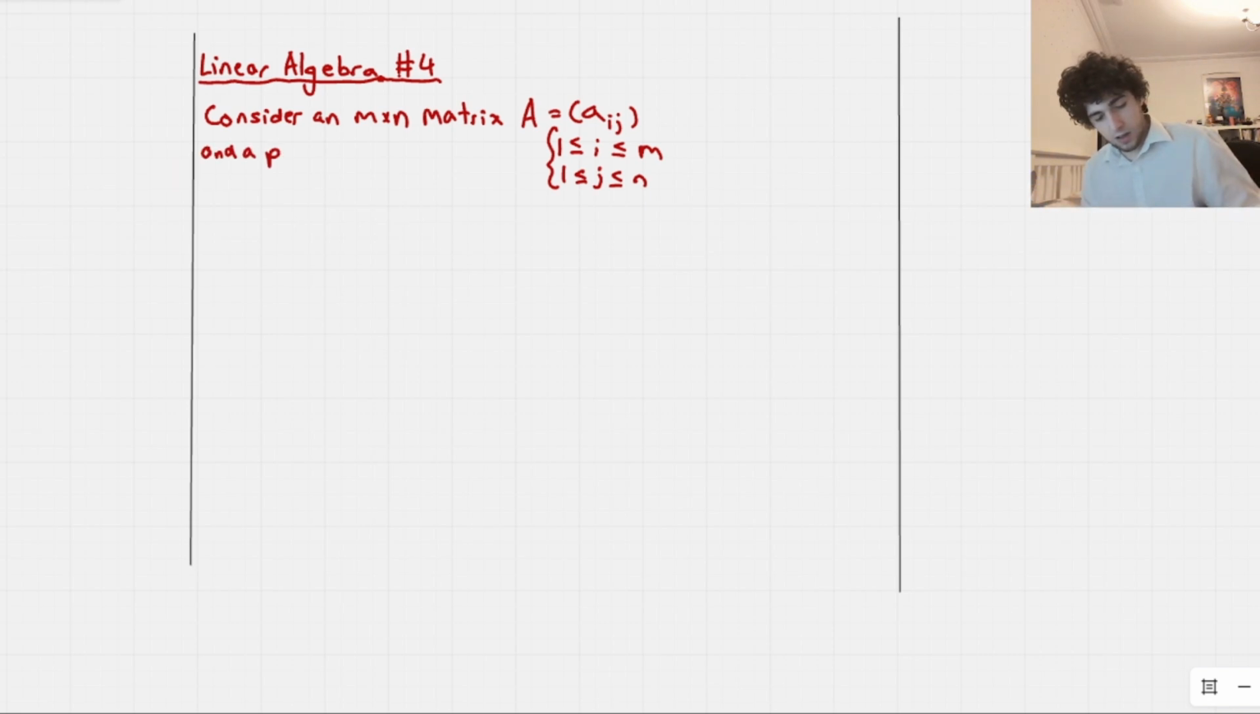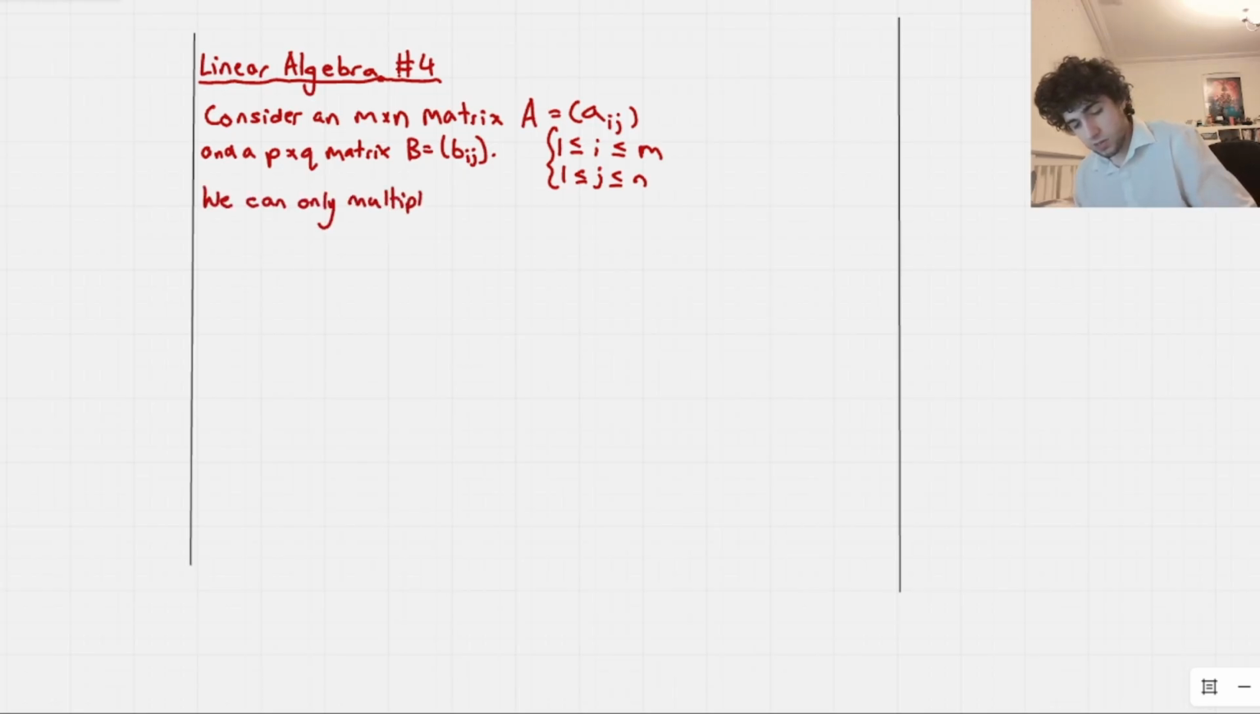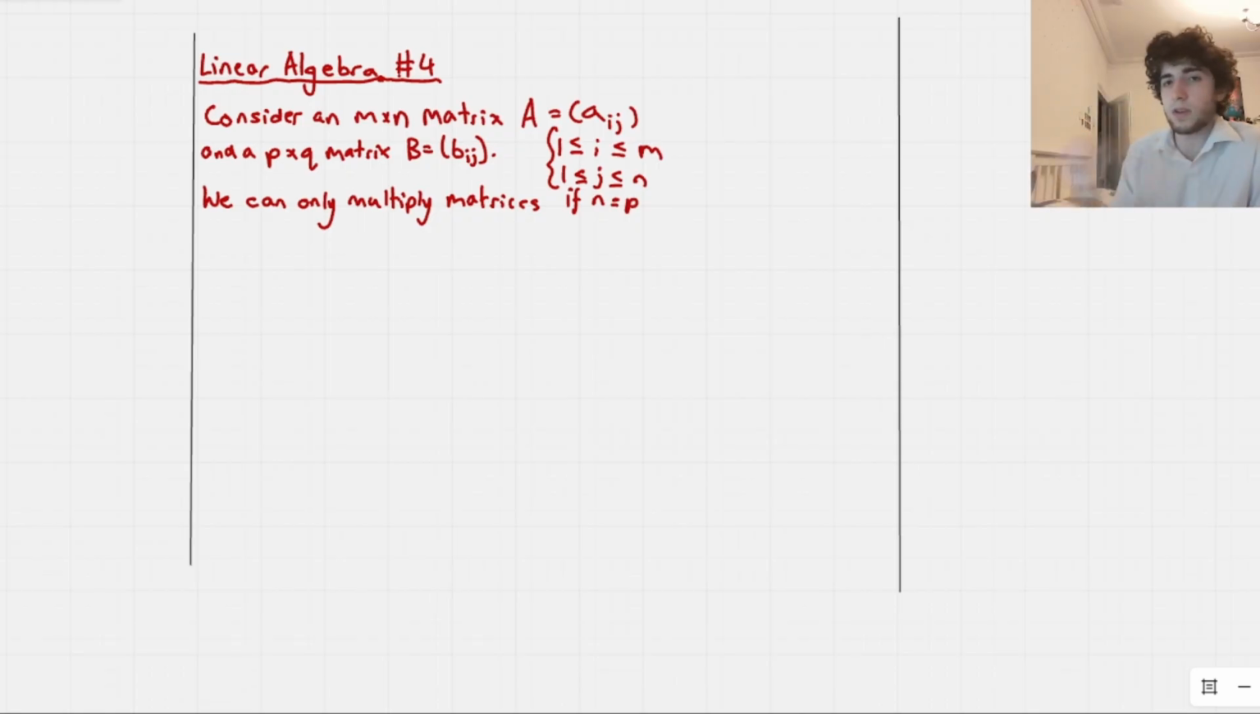So a p by q matrix, B is equal to b_ij. Okay, so we have these two matrices, and what we can say is that we can only multiply matrices if n is equal to p. So this is our first rule, and this is how you did it at A level, right? And potentially at GCSE Further Maths as well. So how do you multiply matrices? Well, the first thing that you need to check is that you can multiply them, and you can only multiply matrices if n is equal to p. So if n is not equal to p, then the multiplication is undefined.